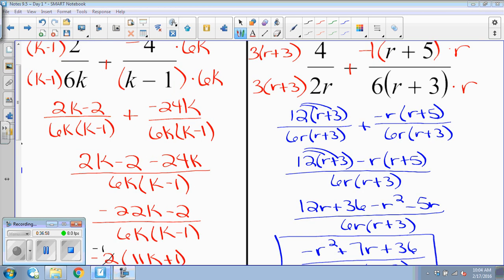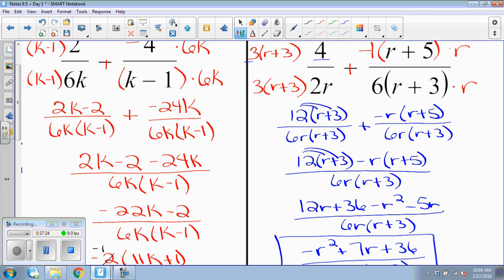Okay, so we found our greatest common denominator, our least common denominator. And we forced our denominators to be the same. And so I have to distribute this 12 times r plus 3. So this is 3 times 4, which is 12. Okay? And so you get 12r plus 36.